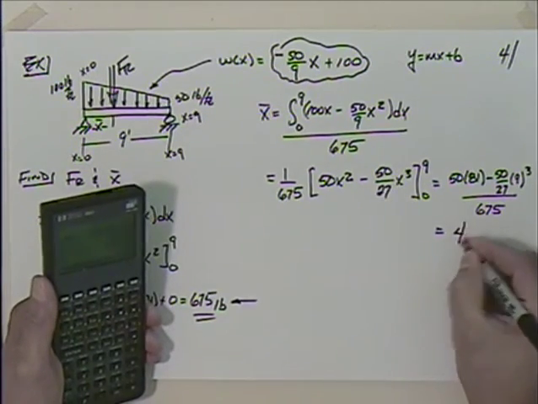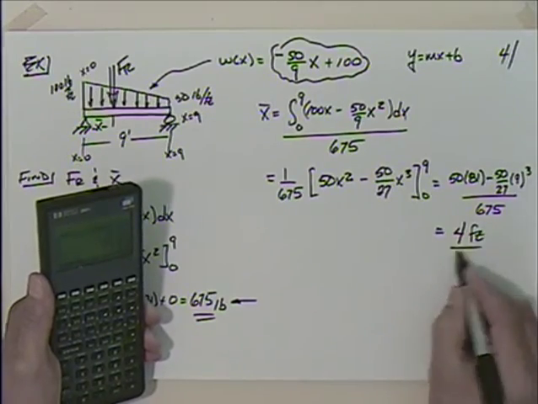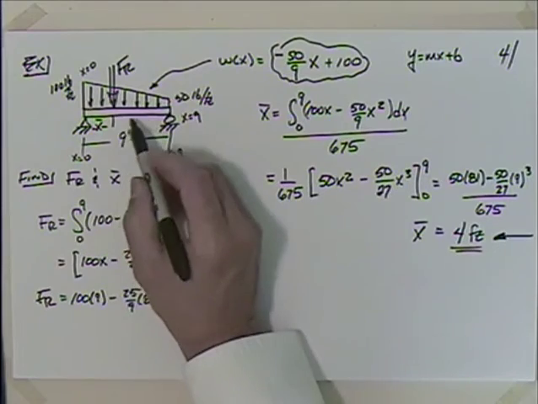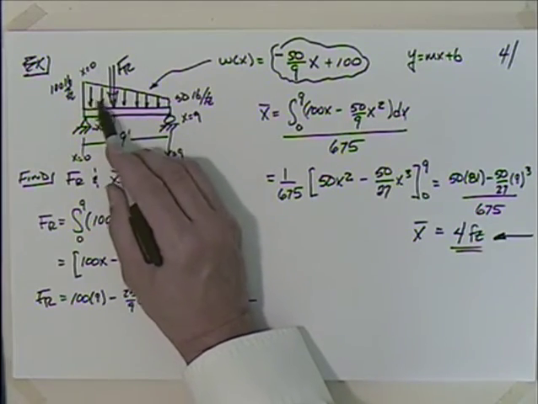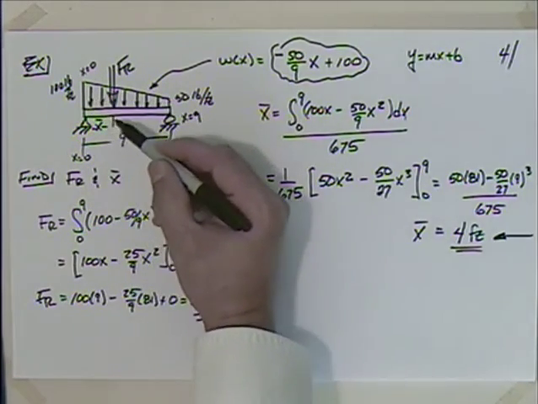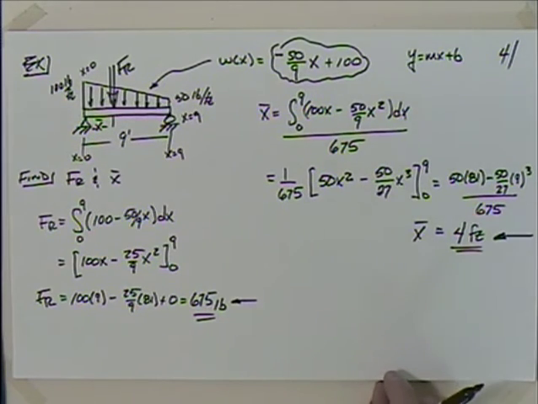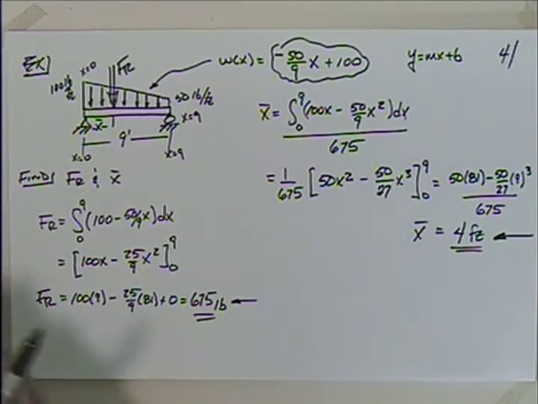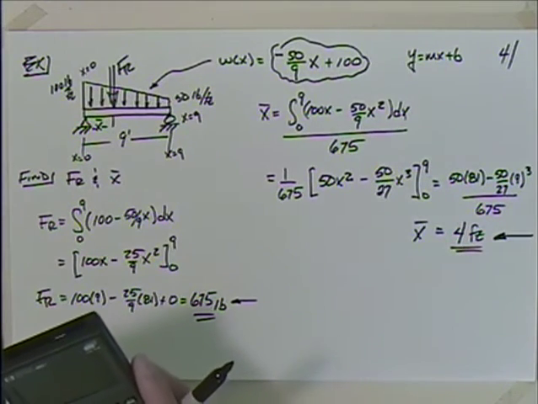Four, yeah. 4 feet. So that's x bar. Does that seem reasonable? I mean, the center point would be 4.5. It's heavy on this end, so we'd expect it to be smaller than 4.5. So I think that that makes sense. And again, our calculus method proves accurate.